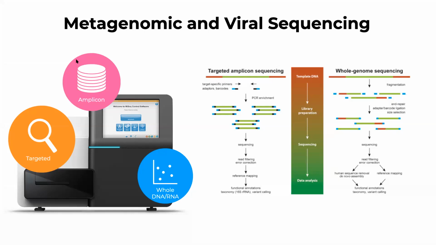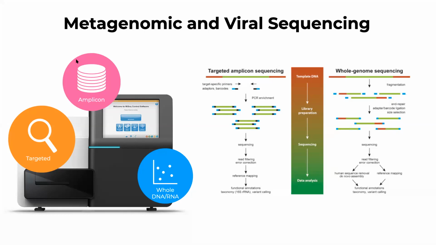Another approach is to sequence the whole DNA or RNA. So we can extract all of the DNA or RNA present in the sample, sequence it, and then within all of that information look for particular types of genomes or genomic elements and characterize what we have and quantify how much of it we have. So these are very different approaches that allow us to extract very different types of information from a given sample.